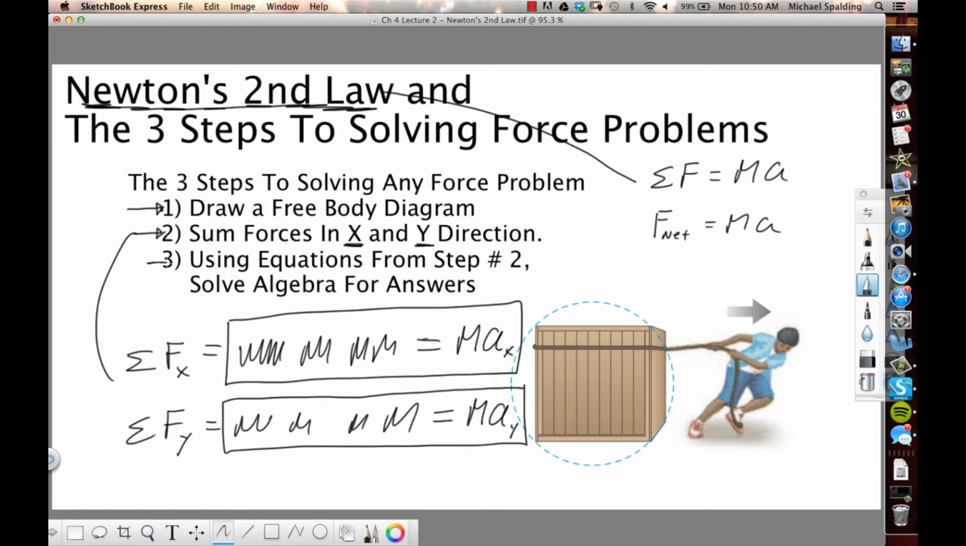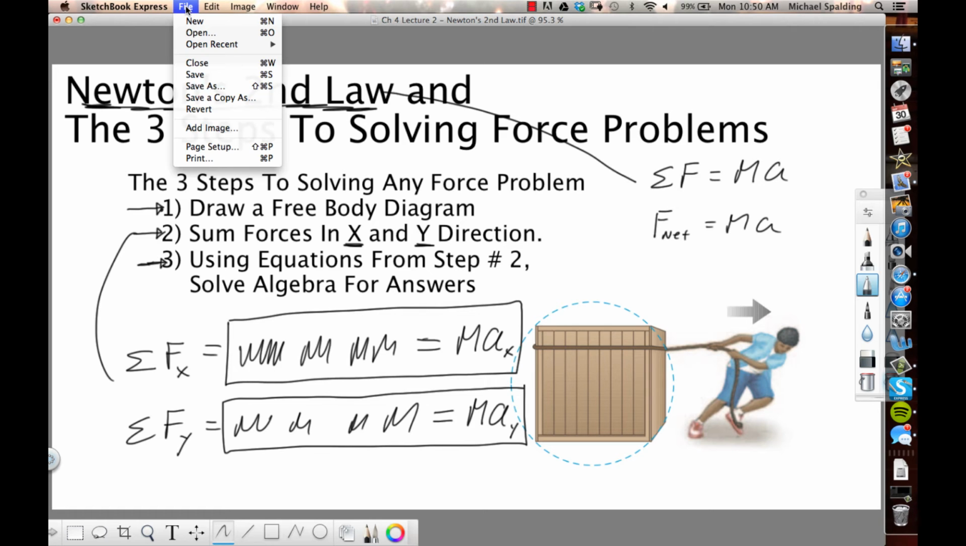Okay, so what's step 3? Step 3, you're going to take these equations that you wrote and solve them for what you're looking for. Okay? So let's go to the last slide. We'll do an example of this, and then that's it for today.